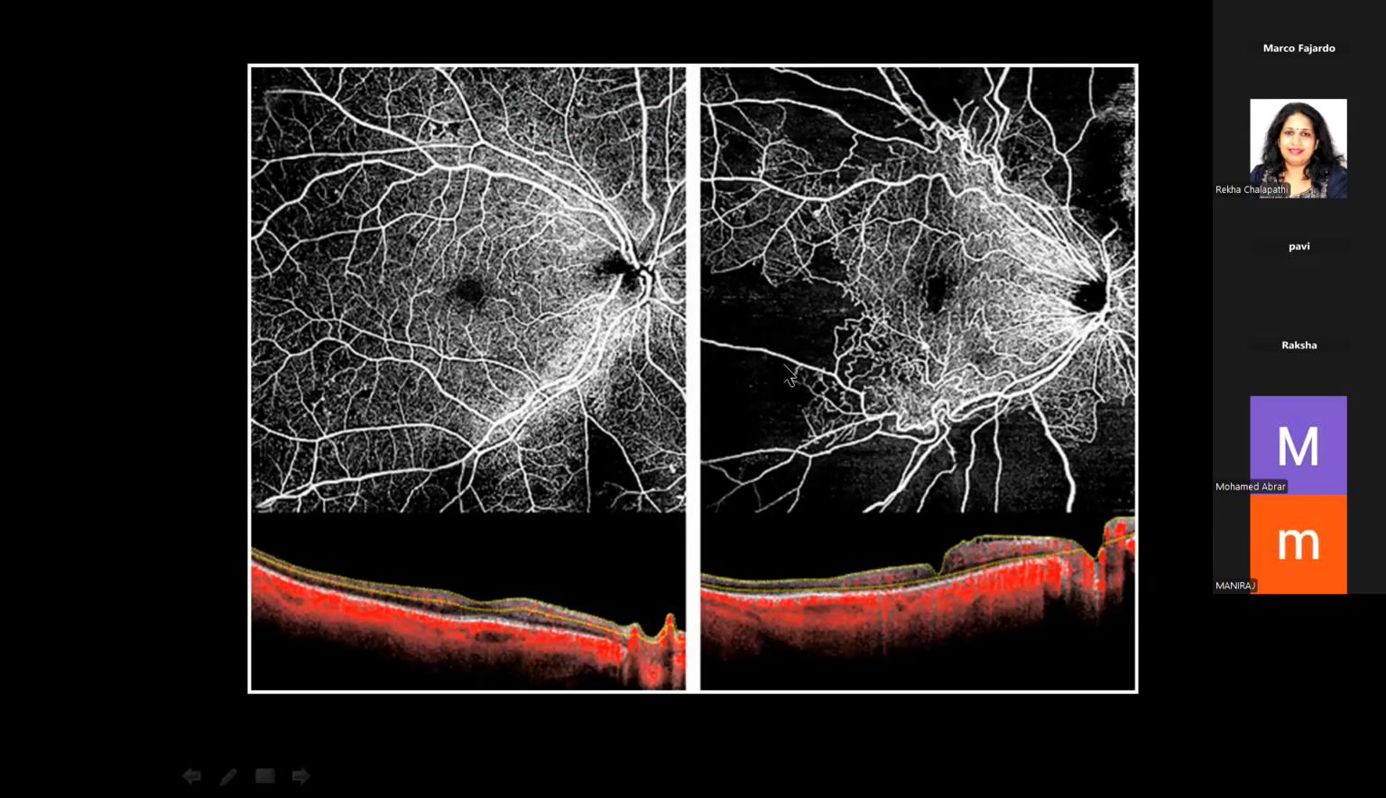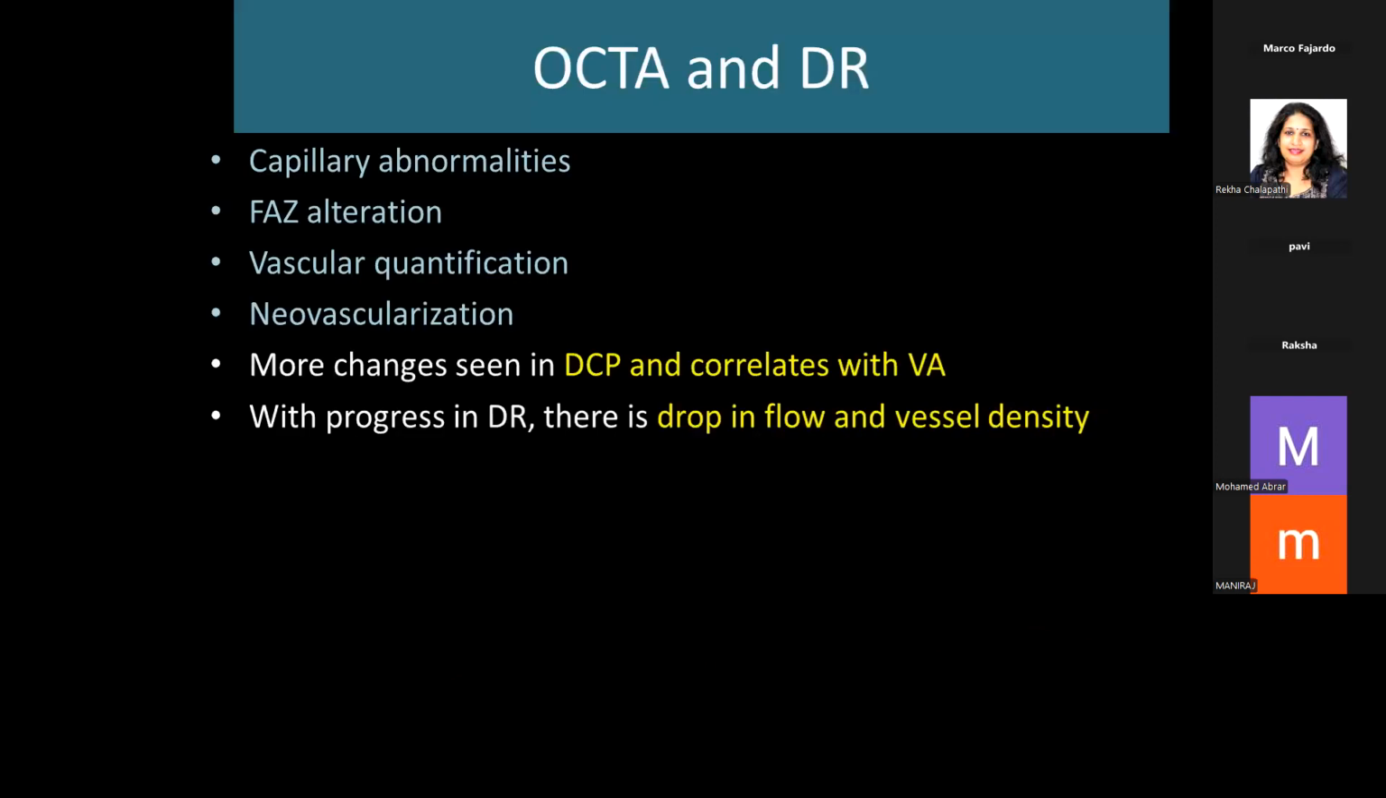You can see how it progresses to PDR. So you can easily follow up these patients non-invasively without any dyes. What are the changes you tend to see in diabetic retinopathy in OCTA? One is capillary abnormalities. The most important thing is foveal avascular zone alterations can be easily picked up. You can quantify the vascular changes like flow, density, and other things. You can clearly pick up the neovascularization herein. And most of these OCTA changes tend to correlate with the visual acuity.